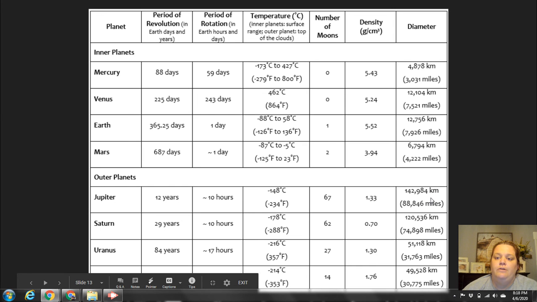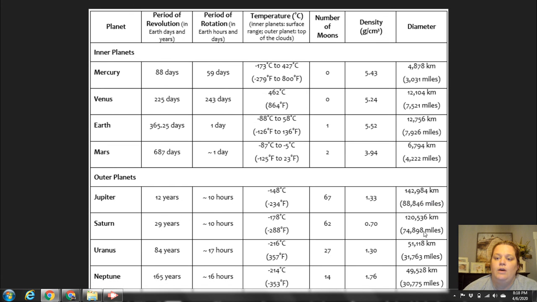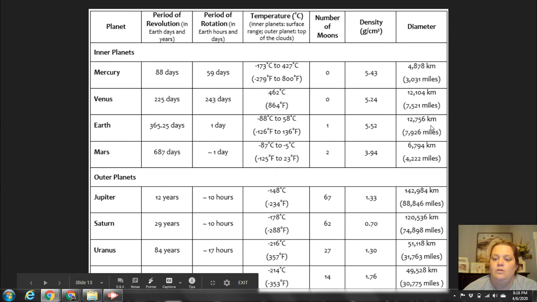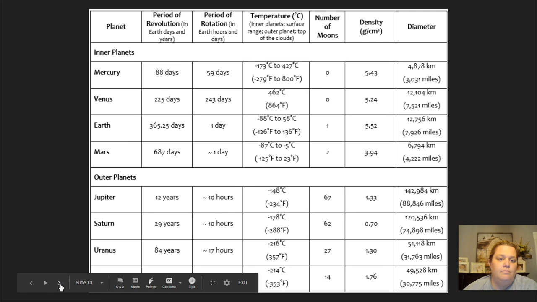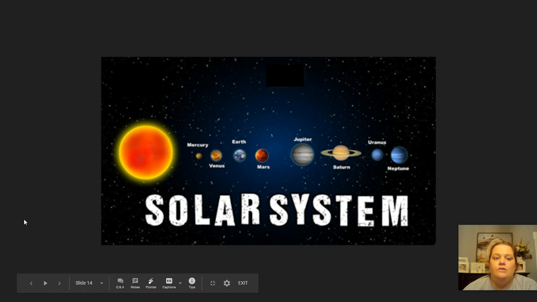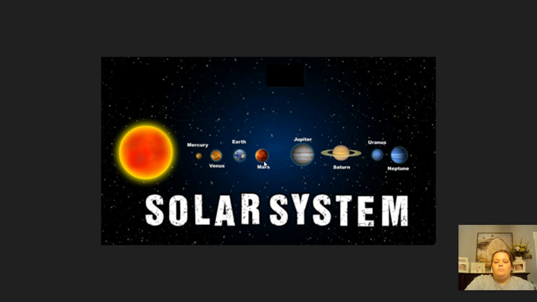So you can see right here, Jupiter is our largest. And then you have Saturn, Uranus, Neptune. You go on between Earth, Venus, and our smallest, like I just said, is Mercury. So if you want to take your time to look at that, you're more than welcome to. Okay, so that is the solar system. We have the Sun, Mercury, Venus, Earth, Mars. We have an asteroid belt that goes here. Jupiter, Saturn, Uranus, Neptune.